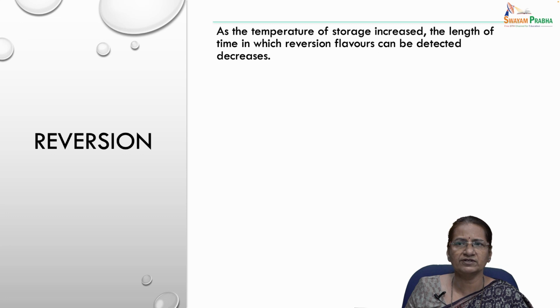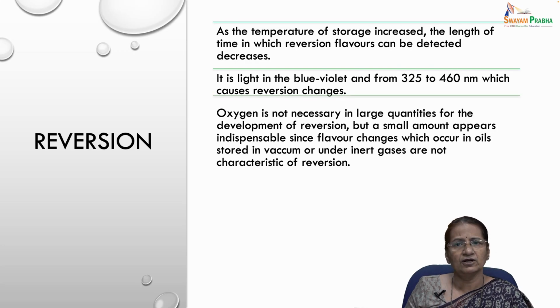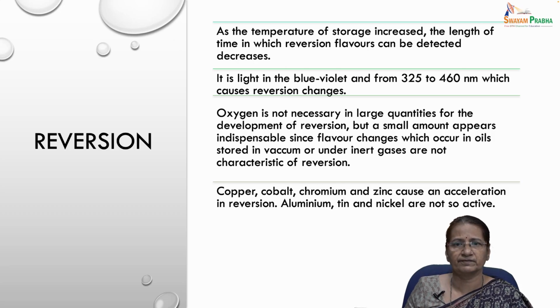As the temperature of storage increases, the length of time in which reversion flavors can be detected decreases. It is light in the blue-violet range, from 325 to 460 nanometers, which causes reversion changes. Oxygen is not necessary in large quantities for the development of reversion, but a small amount appears indispensable, since flavor changes which occur in oils stored in vacuum or under inert gases are not characteristic of reversion. Copper, cobalt, chromium and zinc cause an acceleration in reversion. Aluminium, tin and nickel are not so active.